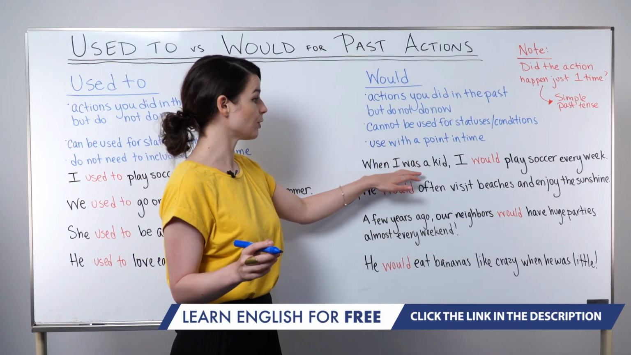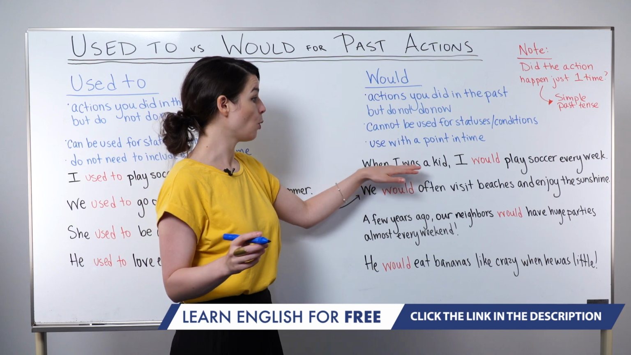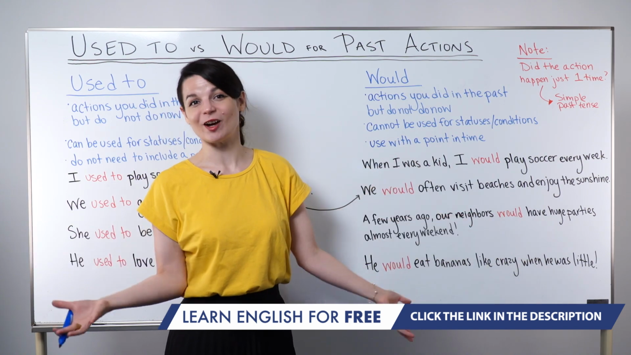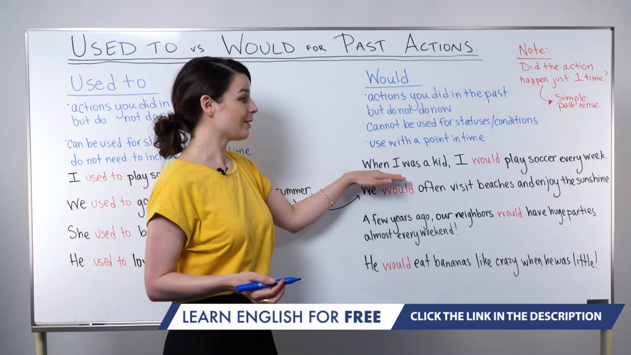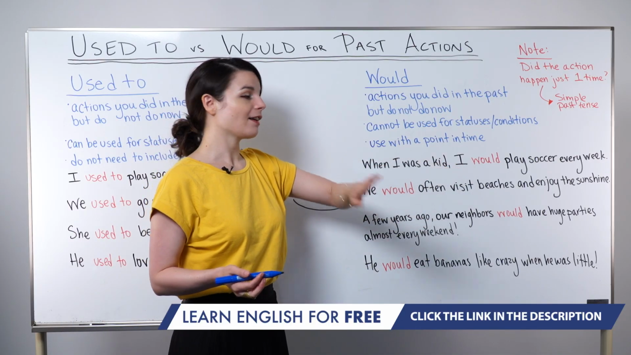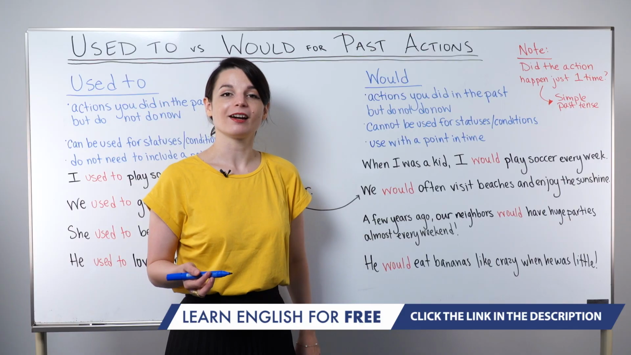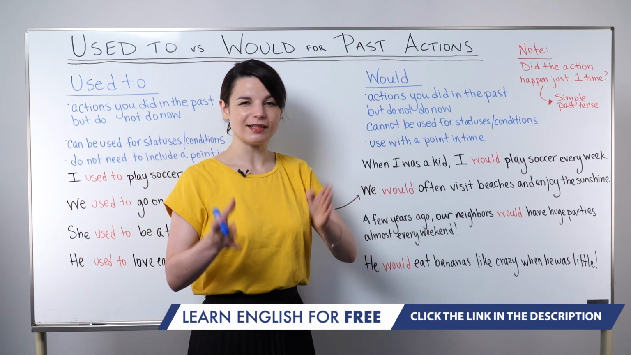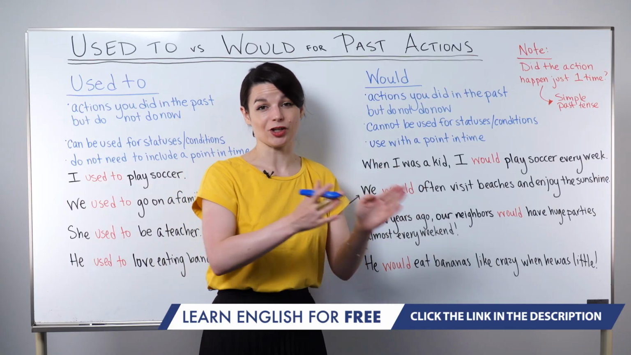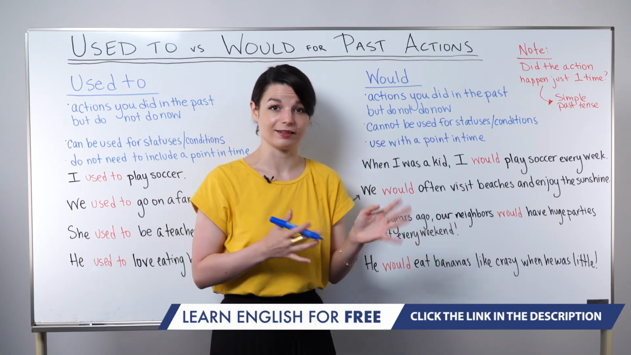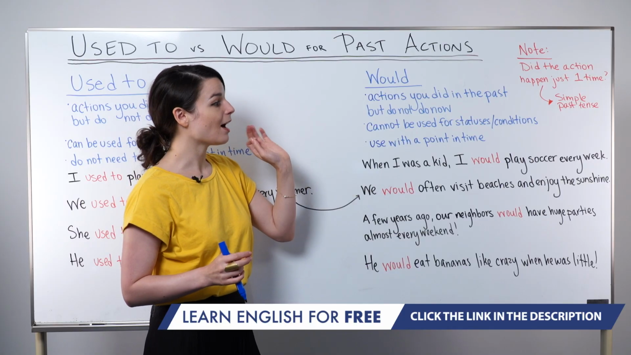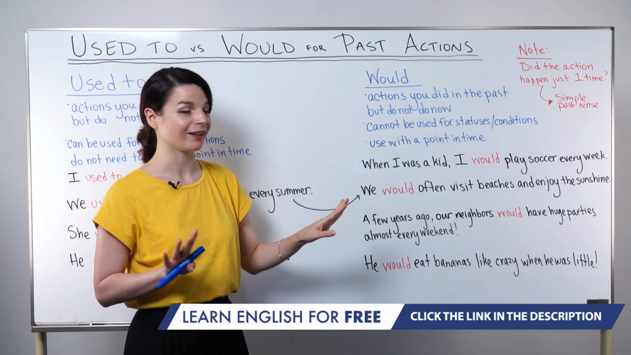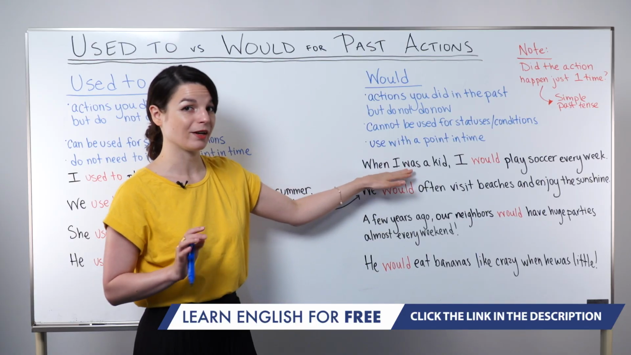This sentence, however, we've included a point in time: when I was a kid. This could be a long period of time as well, that's fine. When I was a kid, I would play soccer every week. You'll notice too that with would, you often see some kind of repeating action or regular activity involved there. So when I was a kid, I would play soccer every week, something you did regularly, and we know when it was.